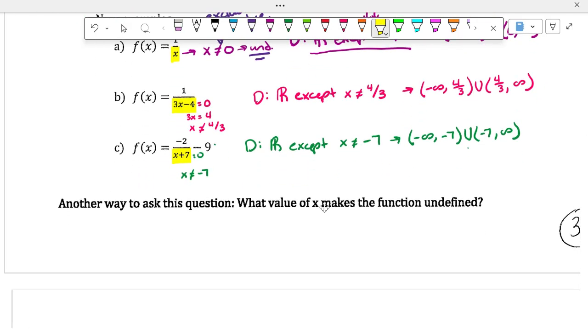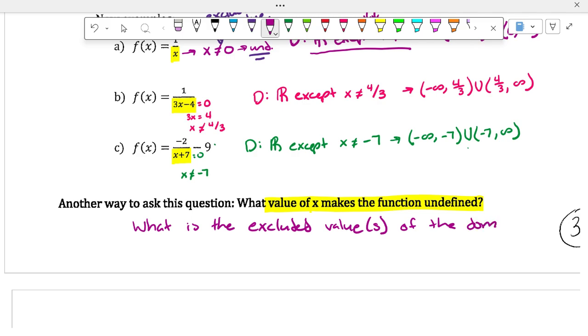So another way to ask the question, what value of x makes the function undefined? You will see it as, what is the excluded value or values, because you can have more than one sometimes depending on what's in the denominator of the domain. So if you see that question, it just means what value makes the function undefined. It just means set the denominator equal to 0 and solve for x. And there's your excluded value, or values. You can have more than one, but in this class, you'll mostly only have one.